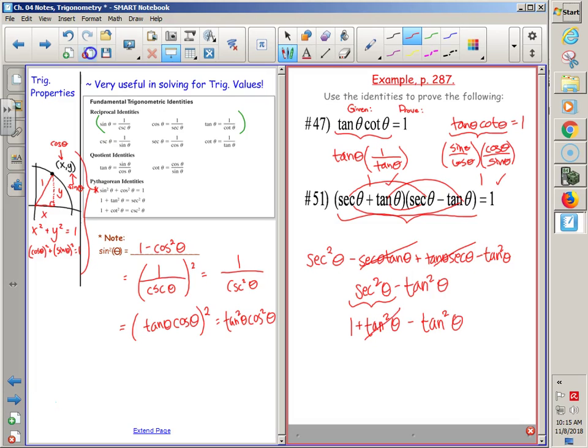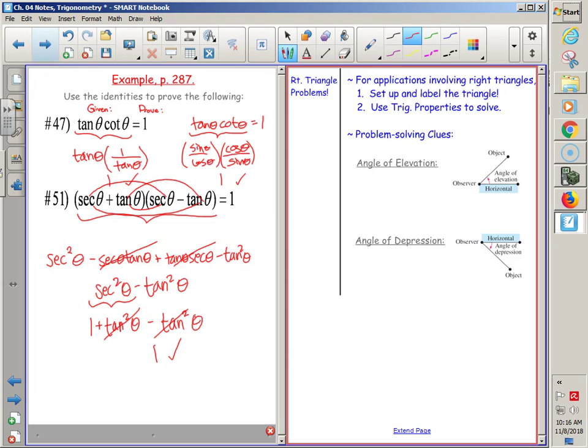Okay, tangent squared minus tangent squared. Wait, where did the secant go? Look at your formulas. Pythagorean, the second one down. 1 plus tangent squared can replace secant squared. So it turns into substitution. Couldn't you have just moved the negative tangent squared to the other side and said secant squared equals tangent squared? But that would have been playing with the given and the proof. So as far as the structure and the procedure, it's illegal.